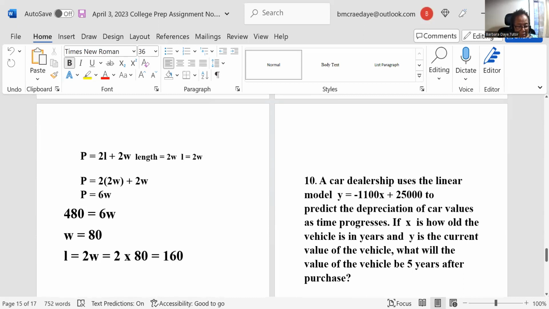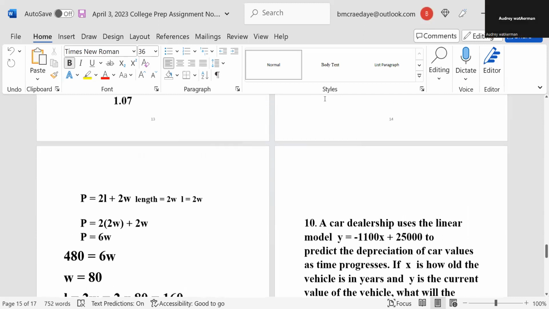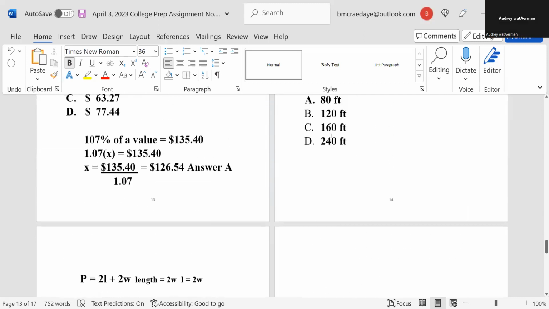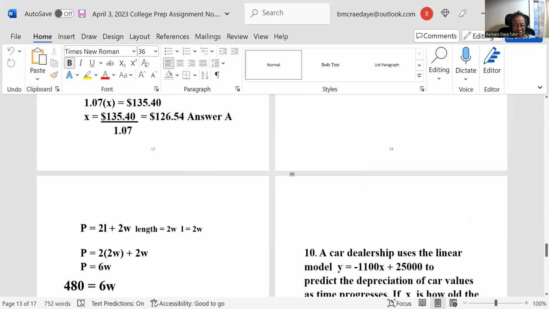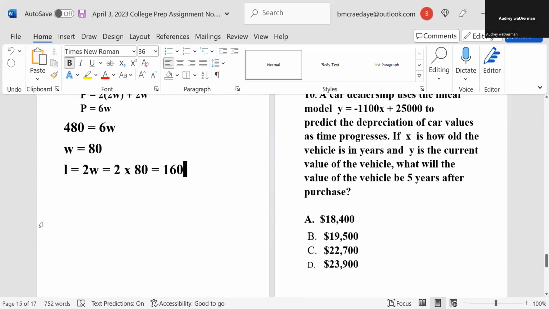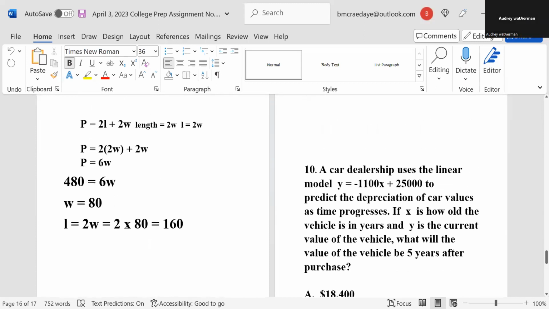And what answer is that? Let's go back up here. Answer 160 feet is C. The whole thing is 480. Answer C. What did you get, Audrey? I had D. Okay, it's answer C, right? Any questions, anybody?